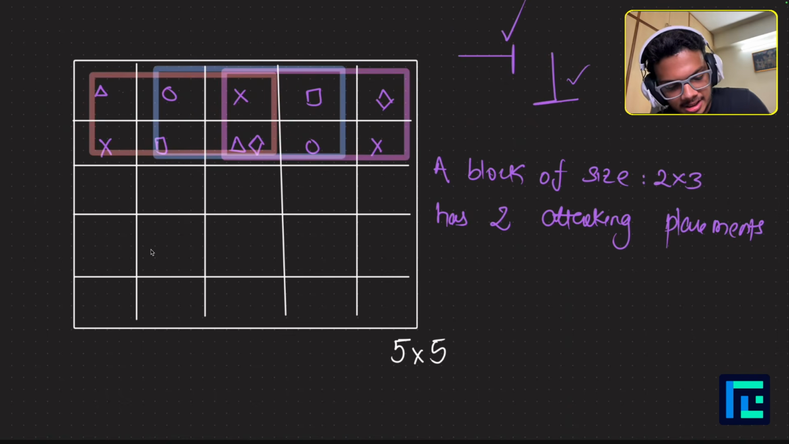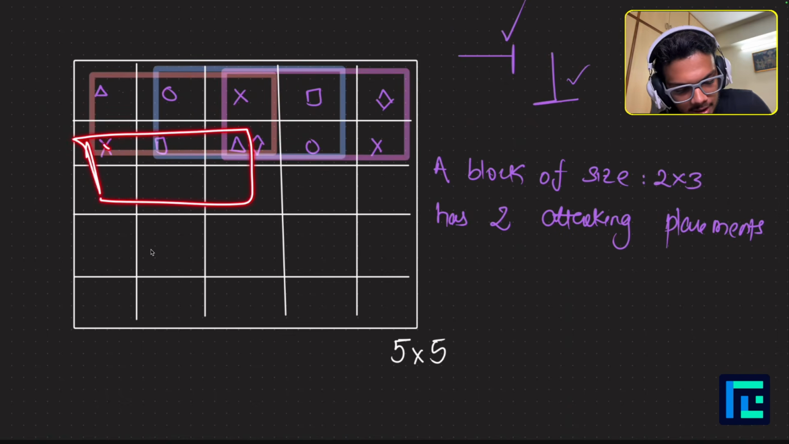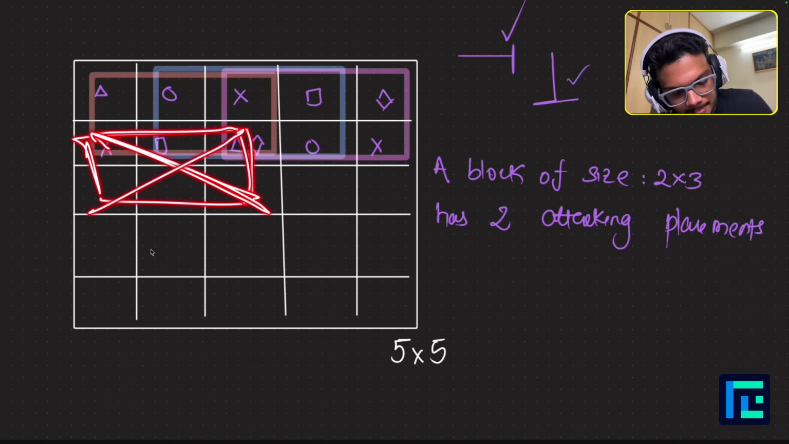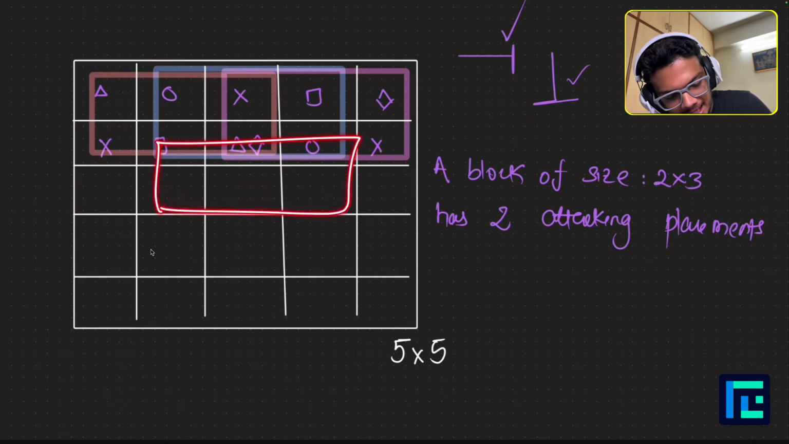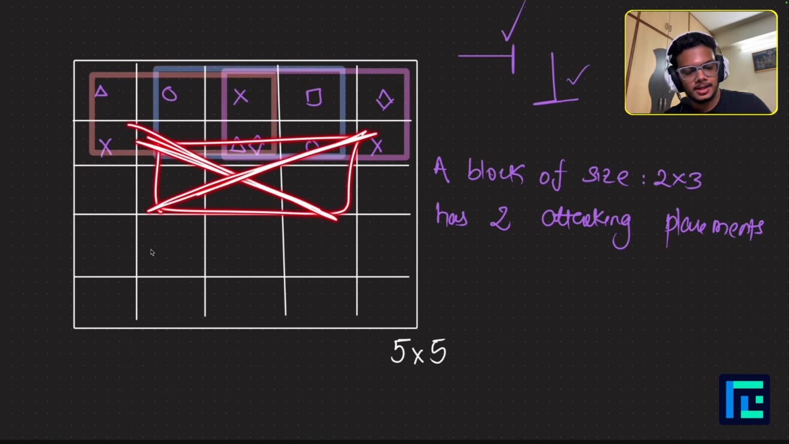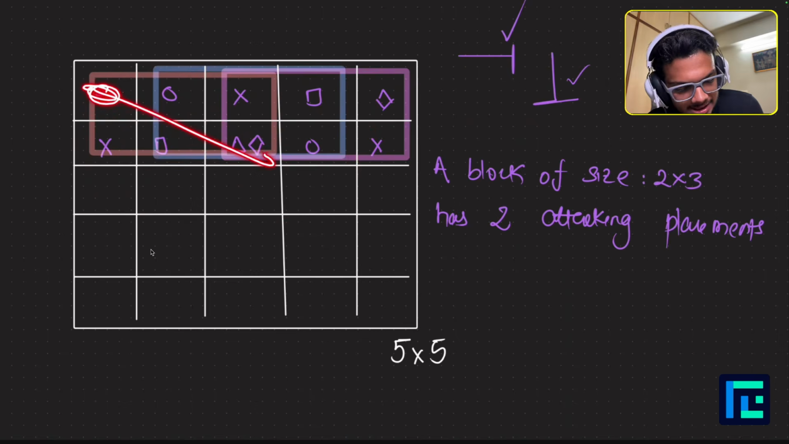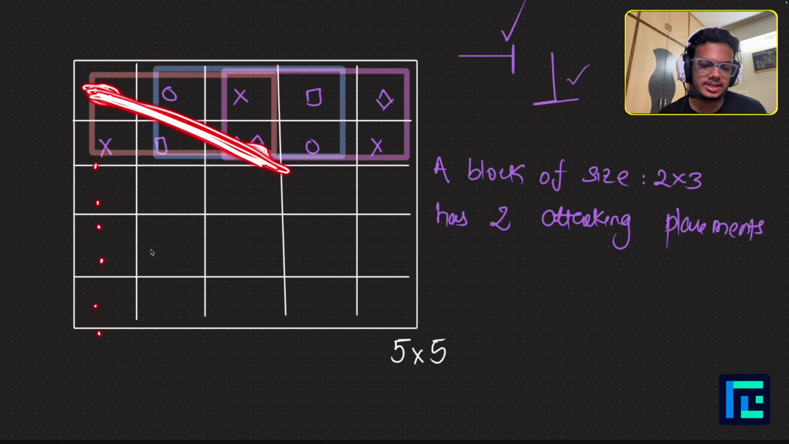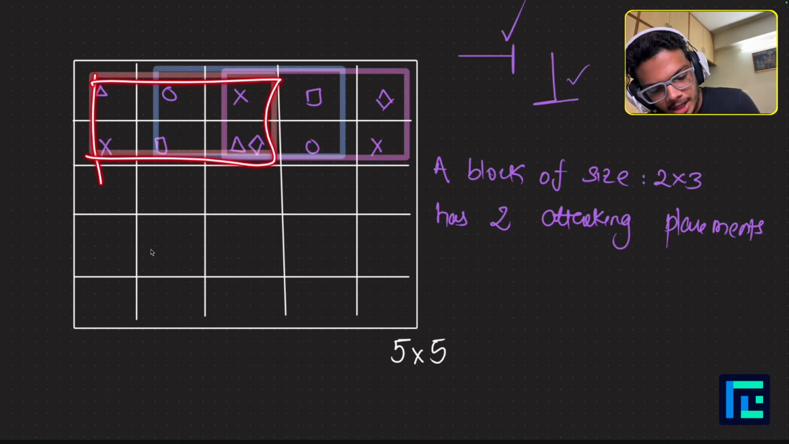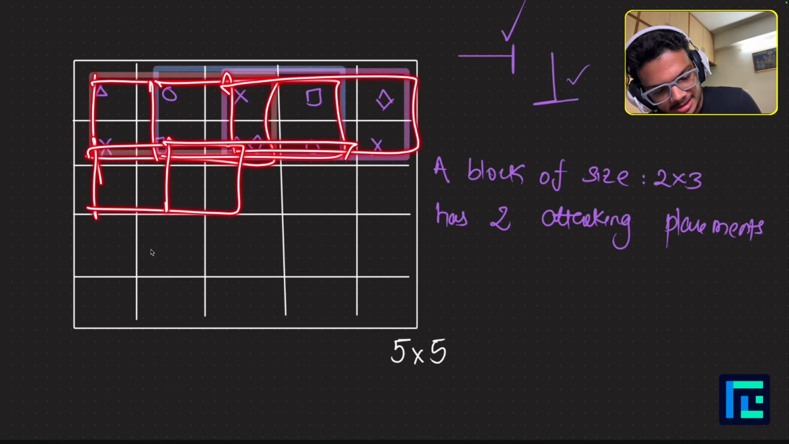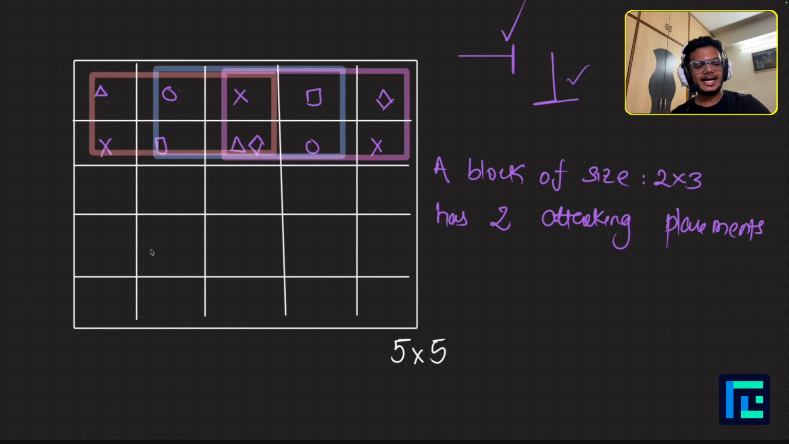For example, you consider any 2 by 3 slab. If you have a 2 by 3 slab here, you will have attacking placements here, so this one and this one, right? You have a 2 by 3 slab here, you have an attacking placement here, and this attacking placement is unique to this slab. You will not find this attacking placement in any of the 2 by 3 slabs below, because these 2 are not part of any of them, right? So for any 2 by 3 slab, you'll always find 2 unique attacking placements, right? So this is a very crucial observation.